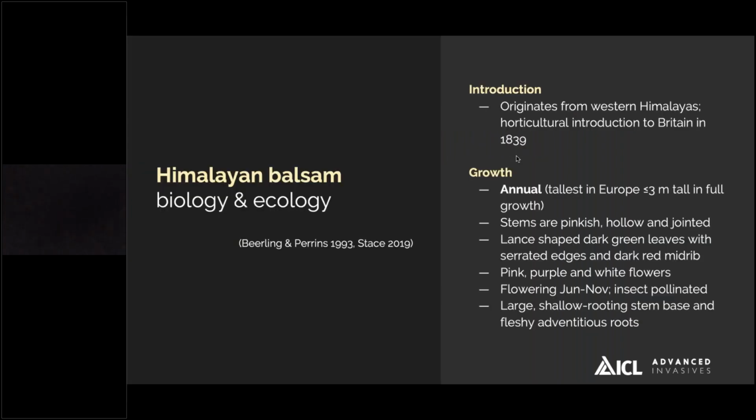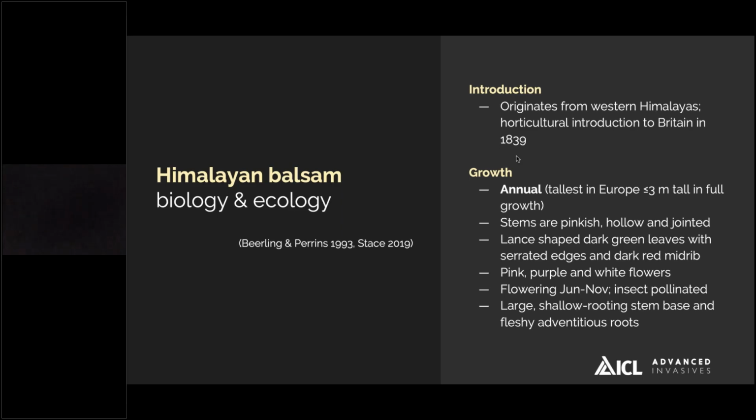In terms of Himalayan balsam and the other invasive balsams, they're horticultural introductions, and this is a recurring theme throughout invasion biology. As the name suggests, it's from the Western Himalayas, and it was introduced into the UK in 1839 by Victorian plant hunters. In terms of its growth, similarly to knotweed, it's a tall plant. It grows up to 3 meters tall in Europe, but importantly, it's an annual species.